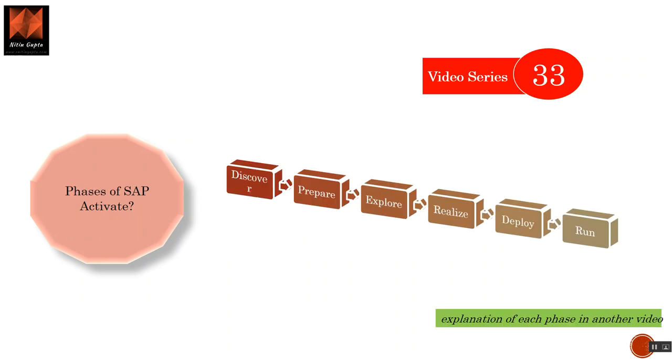Phases of SAP Activate, I will just give you the sequence. It's discover, prepare, explore, realize, deploy, and run. However, I will not explain the details of all these phases. I will cover all those in video number 34. As I said, explanation of each phase is in another video. So that's video number 34, where, if you want to deep dive into this particular area, all 6 phases are explained in pretty good detail.